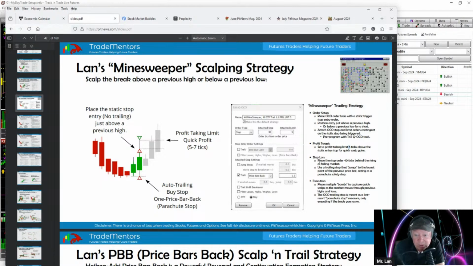We're going to come in here. This is a stop loss. Place a stop order 40 ticks behind the rising market. Execution, place your multiple bombs, as I like to call them, to capture quick scalps as the market moves through previous highs and lows. The OCO trailing stop is meant as a last resort parachute stop measurement, only executing if the trade goes awry. All right. Awry. That's a word we don't use very often, is it? Oh, the trade went awry.